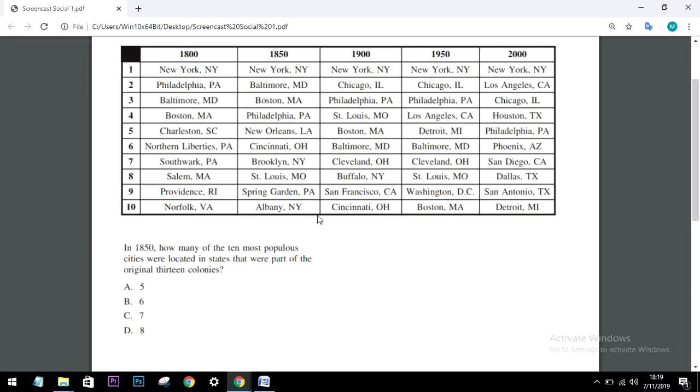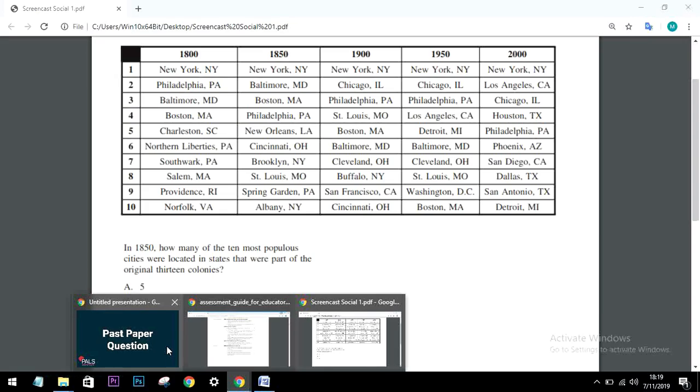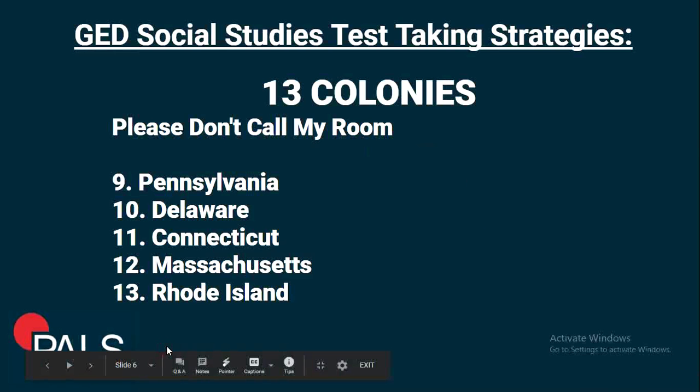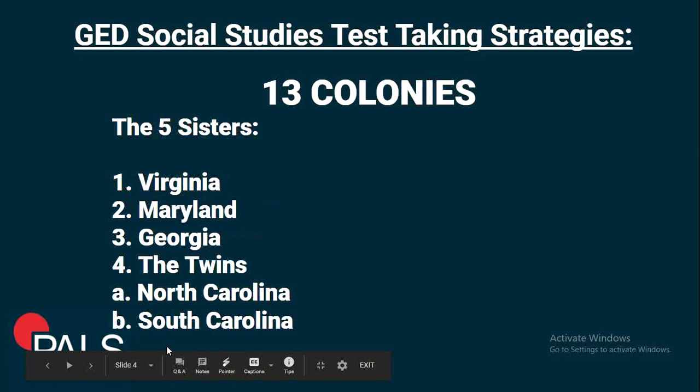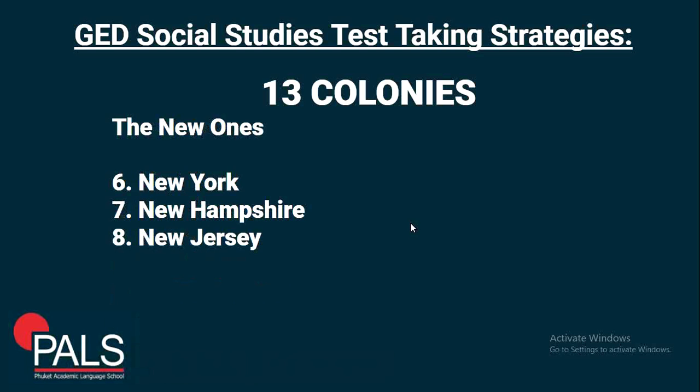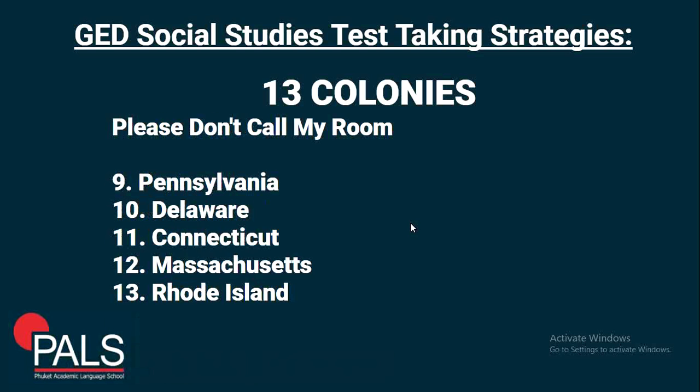So I hope that this particular method that I have shared with you today would be helpful for you in the future. So again, we have the Five Sisters, the new ones, and the mnemonic, please don't call my room.